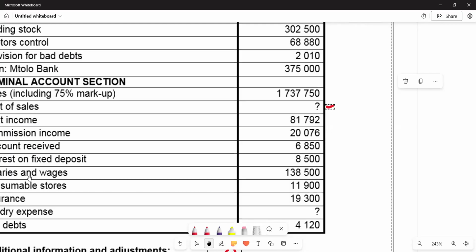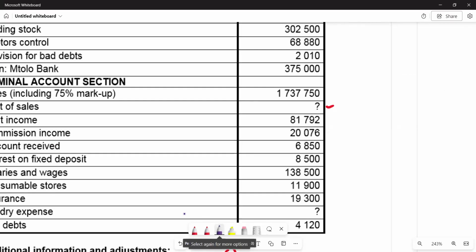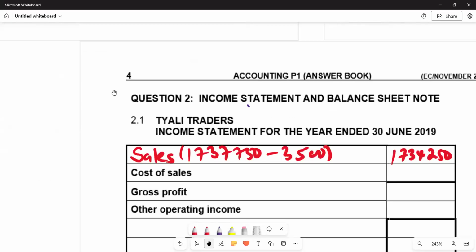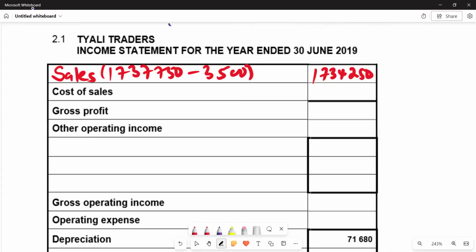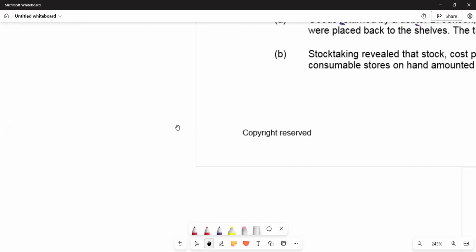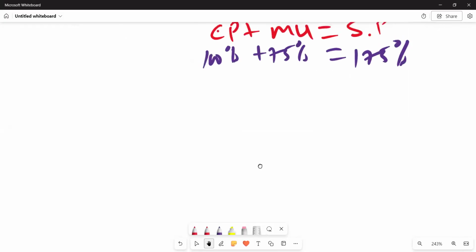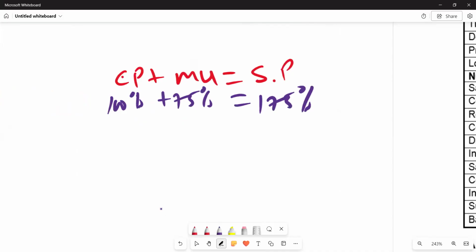Then we take the figure after the correction. So the figure after the correction is the figure that we calculated in the other section, which is this one, 1,734,250. So this is the representation of 175%. So we go there. We say the sale price is being represented by 1,734,250. And then the figure that we are looking for is the cost of sales, which is represented by the cost price. So this is the question mark figure that we want.